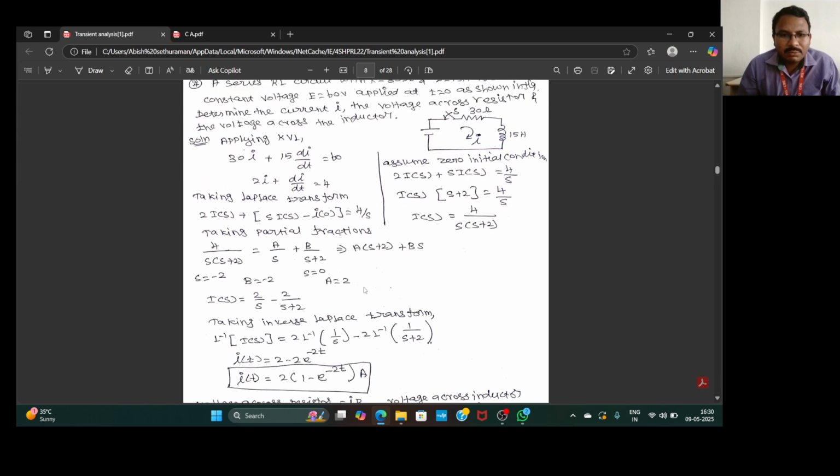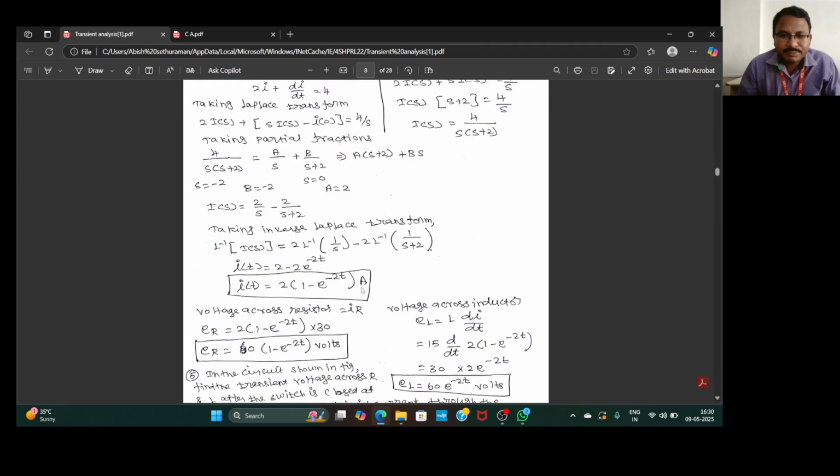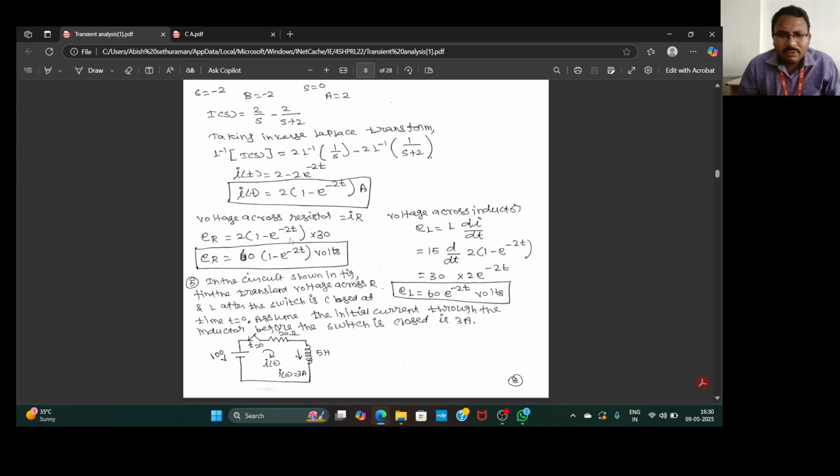So this type of problem asks for the current value, which is necessary. Then additionally it asks for the voltage across the resistor and inductor. We know the formula ER equals I into R. The current value we obtained in the above equation is 2 into 1 minus e power minus 2t, into the R value of 30. So the voltage across the resistor is 60 into 1 minus e power minus 2t volt.